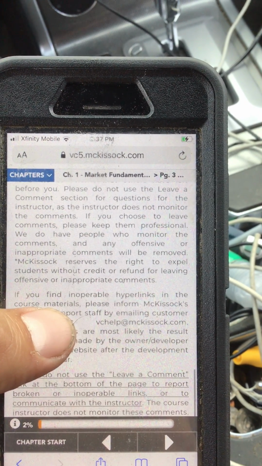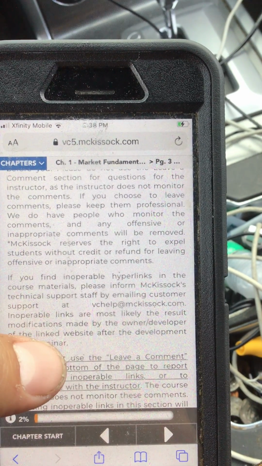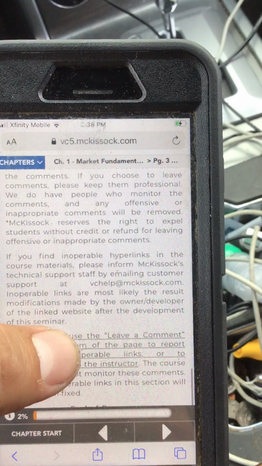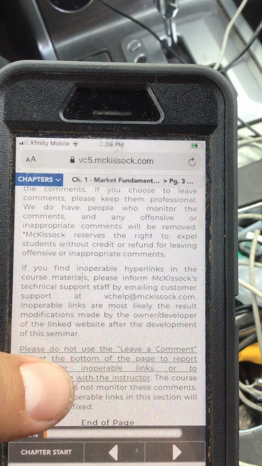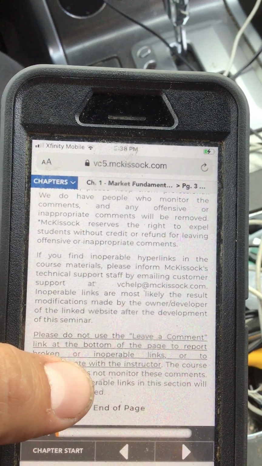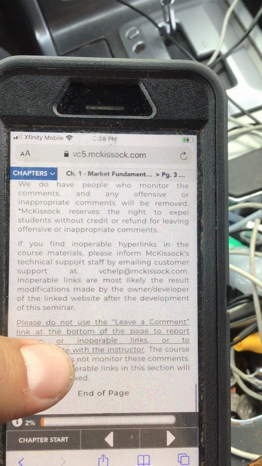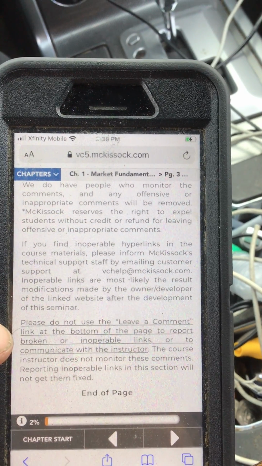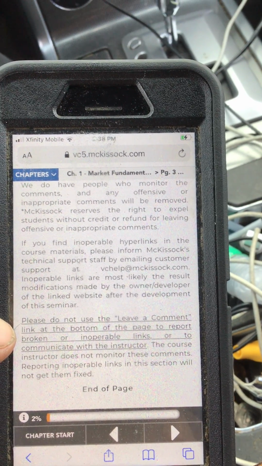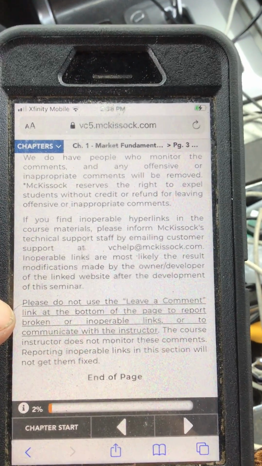Please do not use the leave a comment section for questions for the instructor, as the instructor does not monitor the comments. If you choose to leave comments, please keep them professional. We do have people who monitor the comments, and any offensive or inappropriate comments will be removed. McKissock reserves the right to expel students without credit or refund for leaving offensive or inappropriate comments.